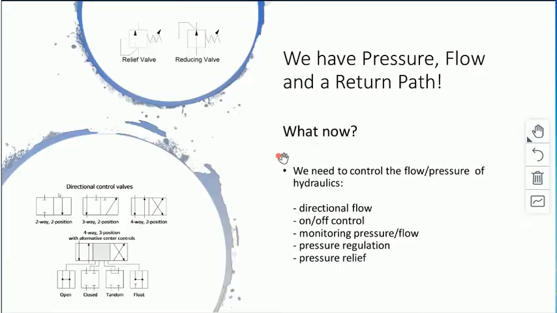Okay, next one. Right, we have pressure, flow and a return path. What now? So what can we do once we've got oil pressure? The first one is directional flow. We can change the direction of the oil flow. And that's very important. So we can have two different circuits, or we can let it flow back into the tank, or we can turn it on so that the oil flows to the actuator, which might be a hydraulic motor or a piston or something to move something.